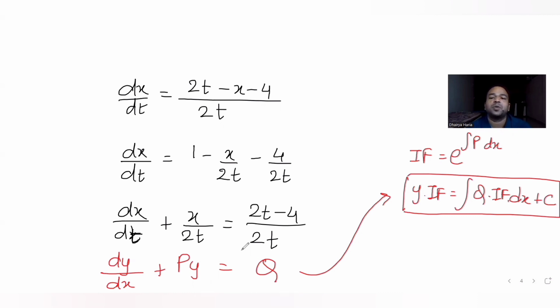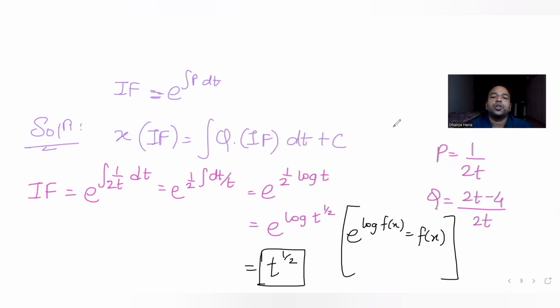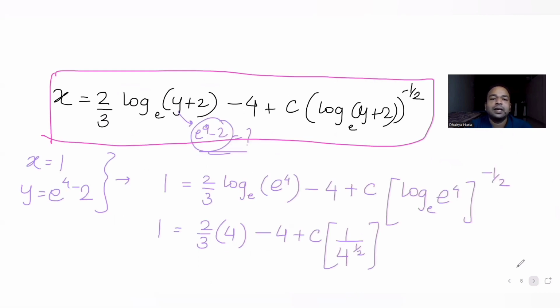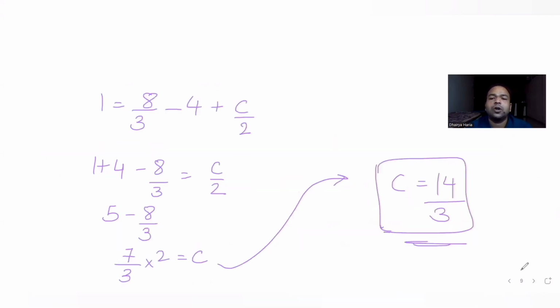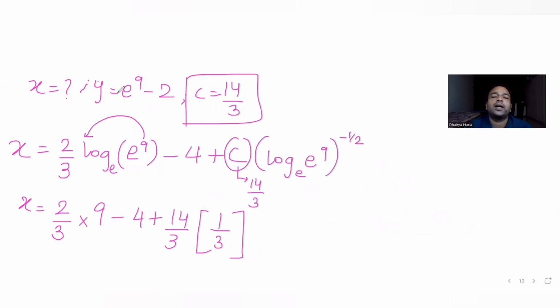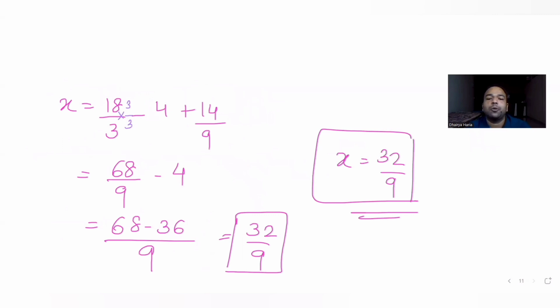dy by dx plus py equal to q. We found the integrating factor. We used the solution of the differential equation in this form. Once we got the solution, we put x as 1 and y as e raised to 4 minus 2 to find the constant, that is c. We got c as 14 by 3. Once we got the value of c, we just put y as e raised to 9 minus 2 and found the value of x. That matches with option B. So B is the correct answer for the question given to us.